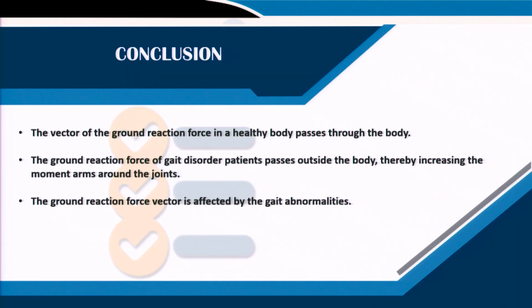Let us come to the conclusions of this lecture. The vector of the ground reaction force in a healthy body passes through the body. The ground reaction force of gait disorder patients passes outside the body, thereby increasing the moment arms around the joints. The ground reaction force vector is affected by the gait abnormalities.